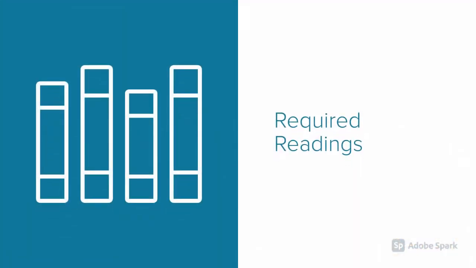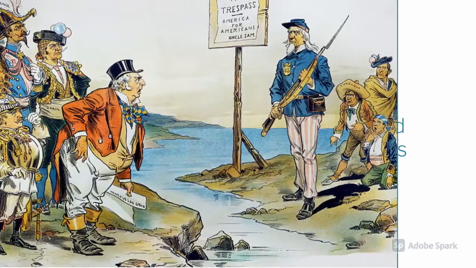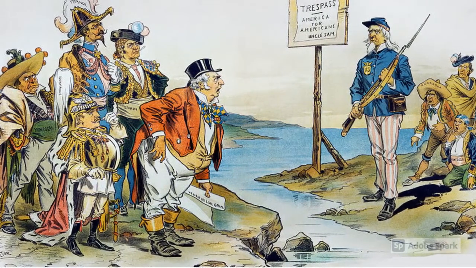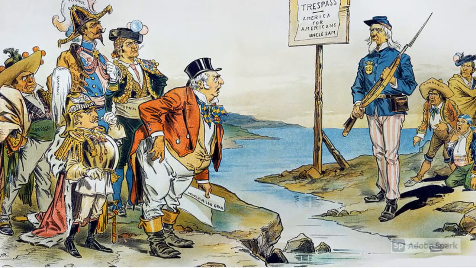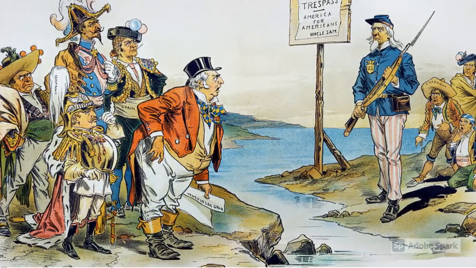In the required readings for this module, you'll read an account of Cherokee resistance to removal, an excerpt from the Monroe Doctrine, the document which conceptualized American foreign policy and position in the Western Hemisphere, and a JSTOR Daily article which situates Jackson in the larger debates between the federal government and the states.